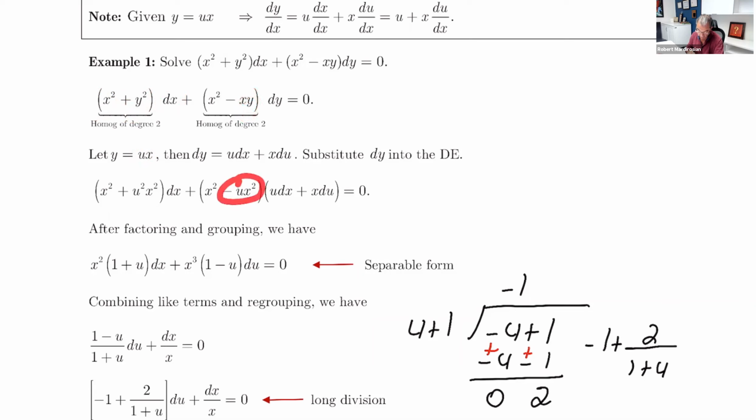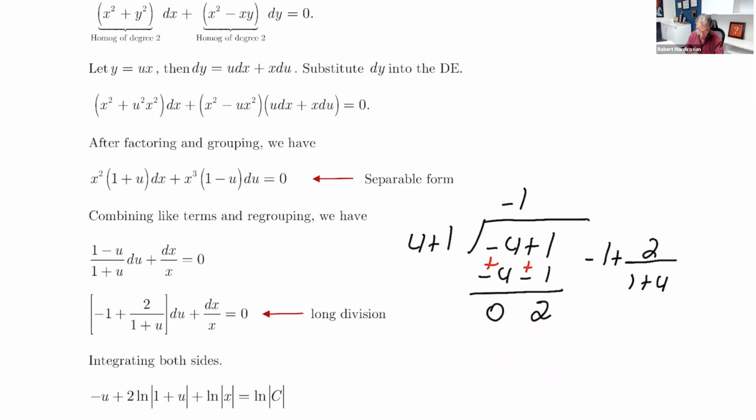So this becomes ux squared, and dy here can be written as u dx plus x du. Again, it's the product rule. Now what you can do to this expression, multiply and factor it by grouping, then you get that equation. You can combine like terms, so this is just simple algebra, and separate the variables. That's what you get. You can take this to the other side, but you can leave it on the same side and just take the integral.